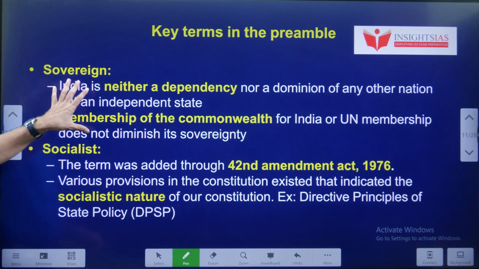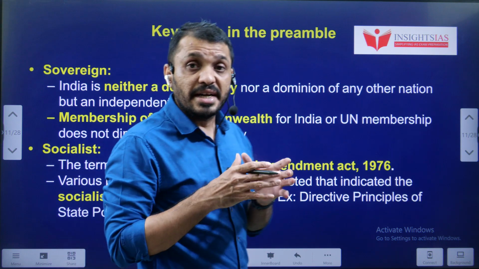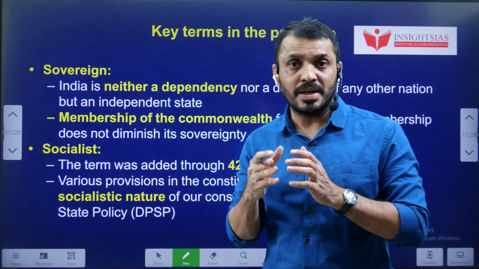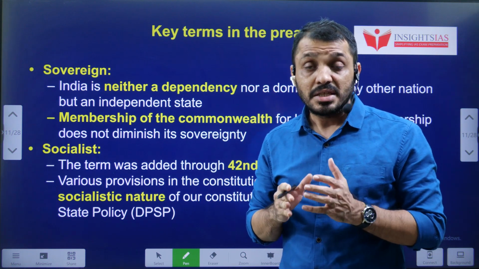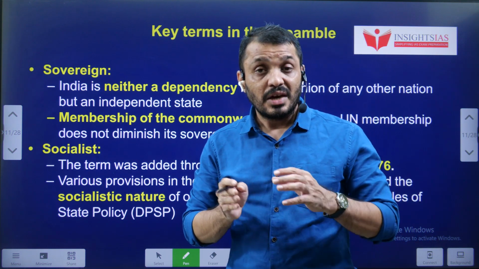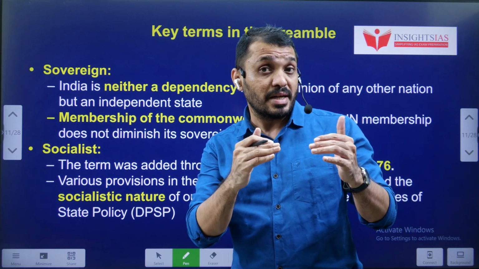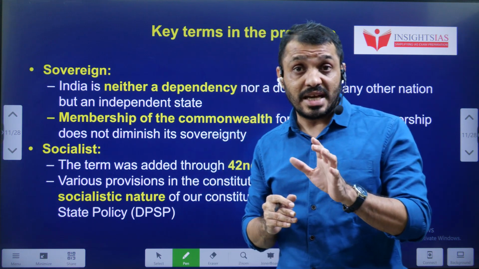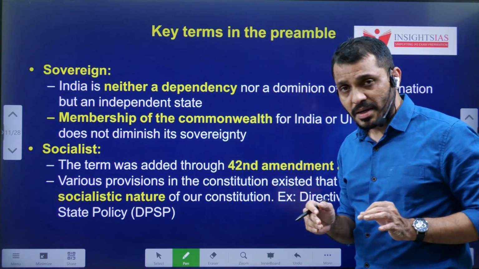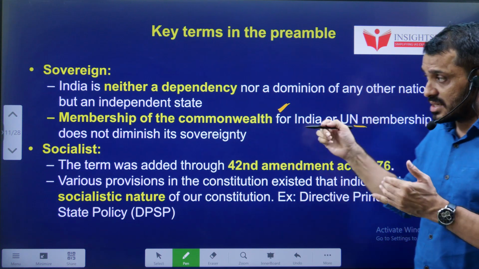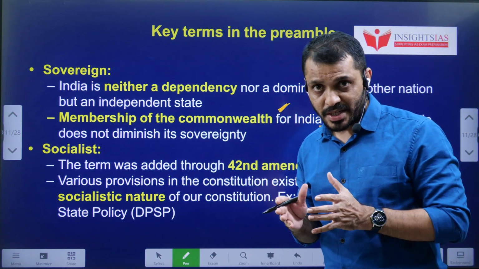Next, sovereign. Sovereign means what? An independent country. In this country, in internal matters as well as external matters, no other country will involve. Such kind of independence is there. If a country only has independence in internal matters but not in external matters, then you can call that country a dominion status. Just because we have the membership in the Commonwealth, it doesn't mean that it will affect our sovereignty.